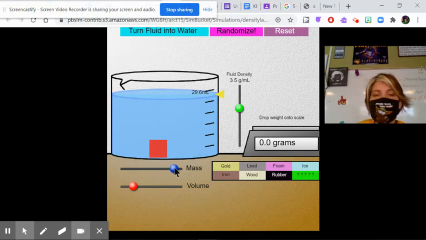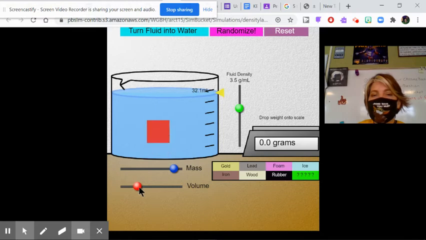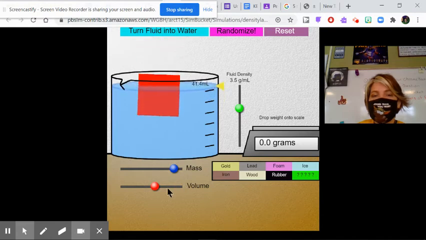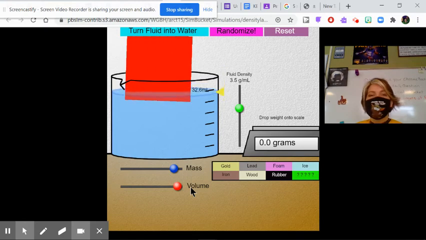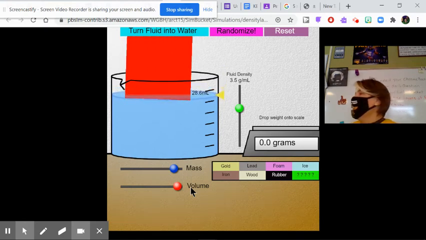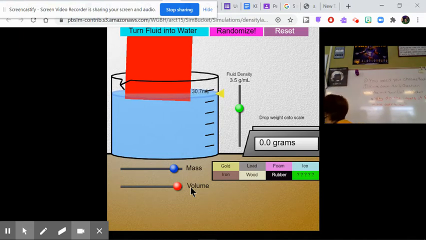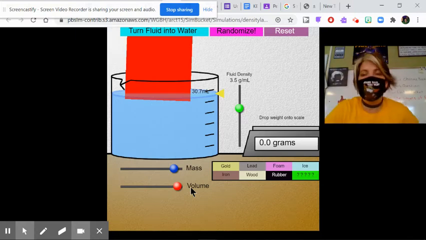What happens if I change the volume now and I make it more, wow, that's large. Whoa. So now it's bigger, right? It's taking up more space. So just because something's bigger, that doesn't mean it's going to sink. So just because you have more space, it's a larger object, doesn't mean that you necessarily have increased its density.